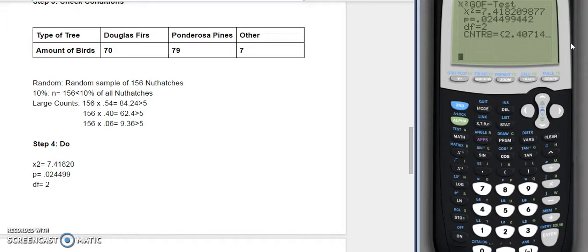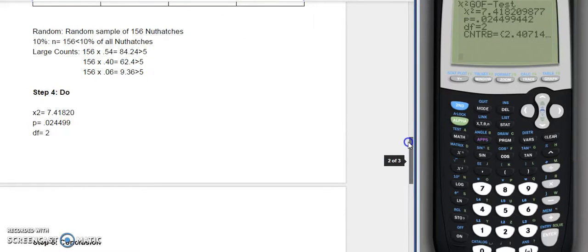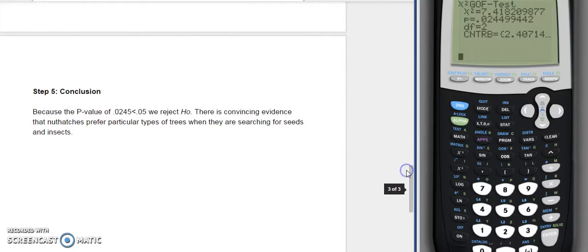In this problem, our chi-square value is 7.41820. Our p-value is 0.024499, and the degrees of freedom is 2. The final step in completing this chi-squared goodness of fit test is the conclusion. The point of completing the chi-square goodness of fit test on our calculator was to find the p-value. In our conclusion, we say, because the p-value of 0.0245 is less than 0.05, we reject the null.